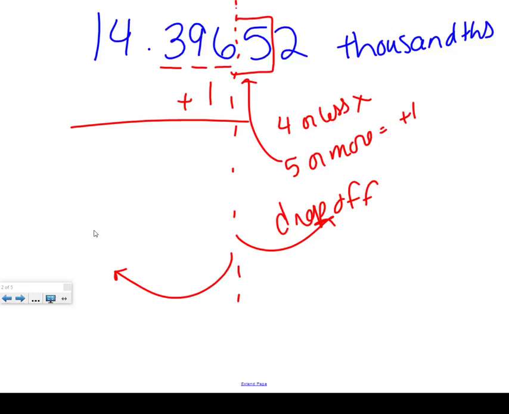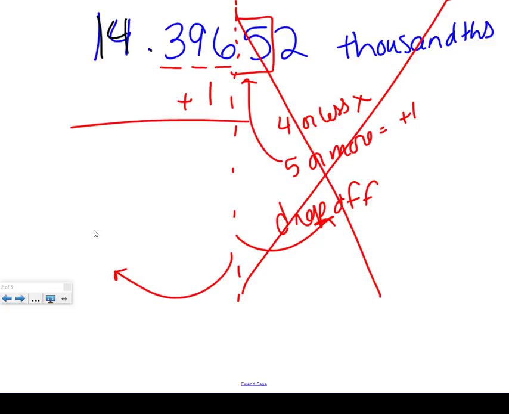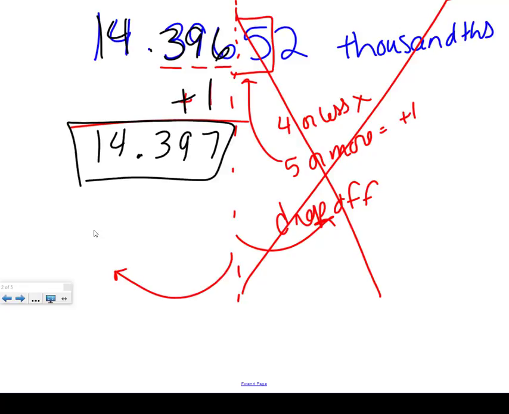Now we're completely done with everything on this side. What we're dealing with is simply 14.396 plus 1. So 6 and 1 is 7. Bring down my 9, my 3, my decimal, my 4, and my 1. And so this is my final answer, 14 and 397 thousandths.